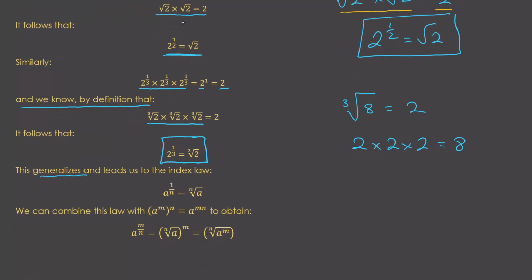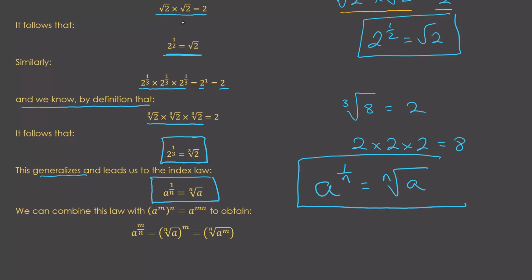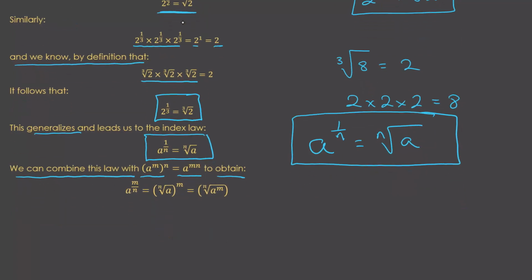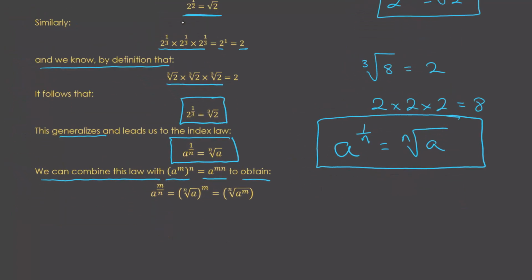Now we can generalize this, and it leads us to this index law. a^(1/n) is the nth root of a. We can combine that with the (a^m)^n is a^(mn) law to obtain that a^(m/n) is the nth root of a^m, which is the nth root of a to the m.